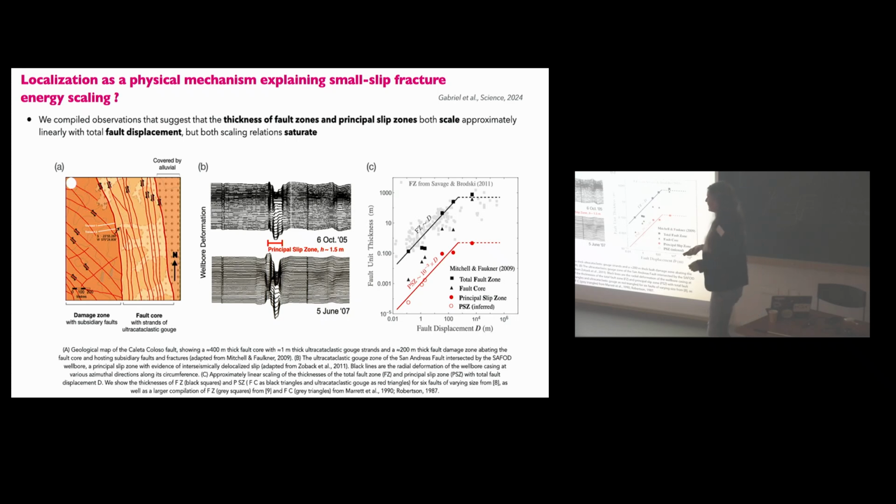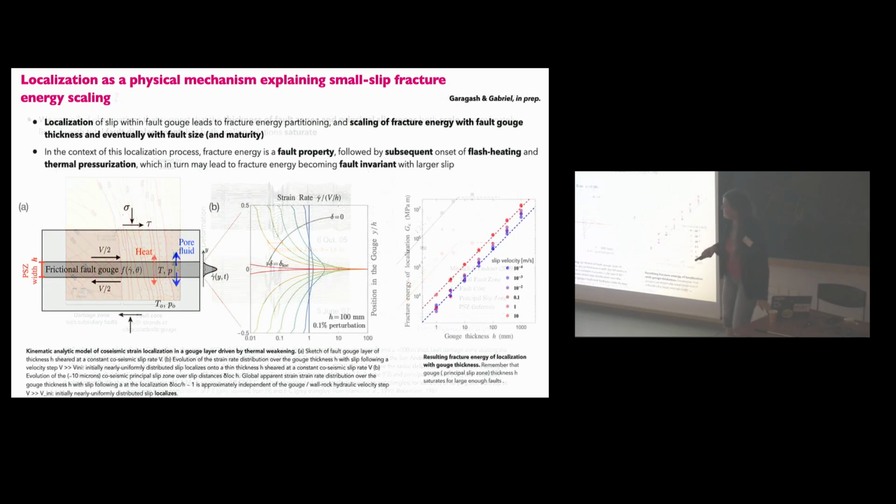So what could be the underlying mechanism? It could be localization. This is a very similar plot to what Oke showed this morning, where you have fault unit thickness, either fault zone or principal slip zone, and how this scales with fault displacement. We compiled these, and I realize now, after Oke's talk, there should be lots more references here that we could add. But these observations suggest that the thickness of fault zones and the thickness of the principal slip zone both scale approximately linearly with fault displacement. However, they both saturate. So this is a motivation to potentially explain this break in scaling with localization processes.